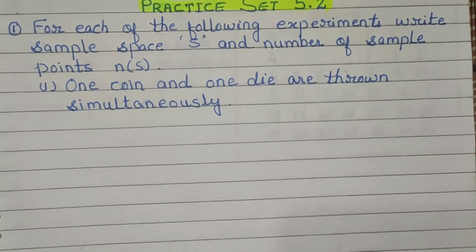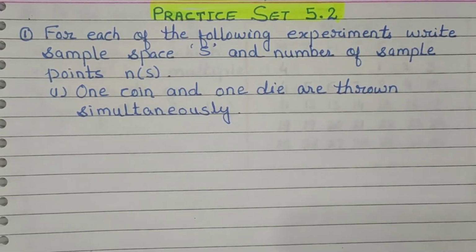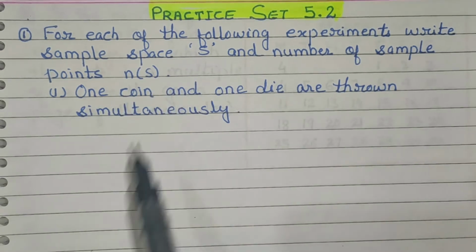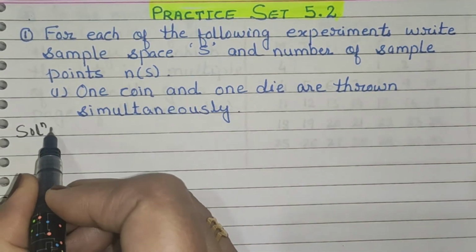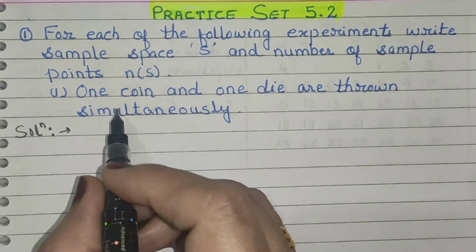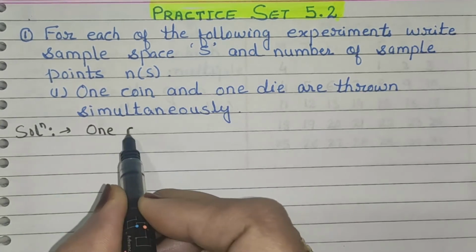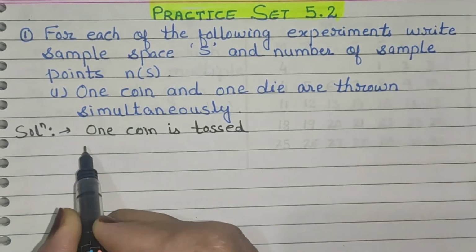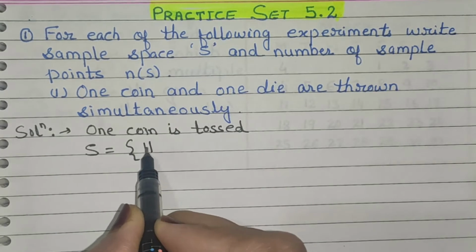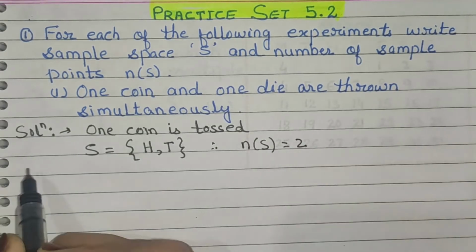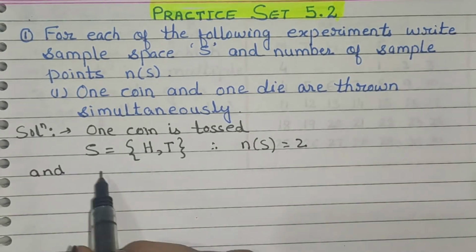Now look at practice set 5.2. The first question is, for each of the following experiments, write the sample space S and the number of sample points n of S. First one is, a coin and one die are thrown simultaneously. Now we know that when one coin is tossed, the sample space S is equal to H and T. Therefore n of S here is 2.